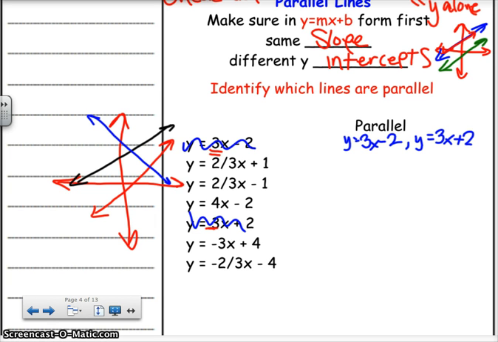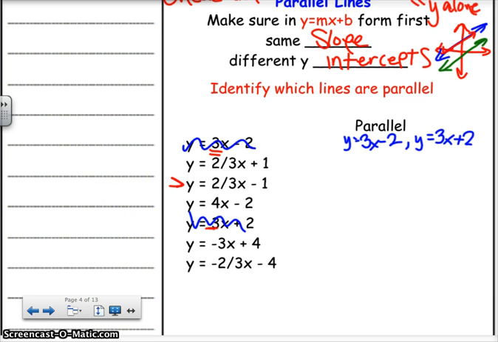Again, to identify parallel lines, we are looking at the slope. The next slope, that's all I'm looking at, slope. 2/3. Do I have another 2/3? Yep. So y equals 2/3 x plus 1. And this one has 2/3. Y equals 2/3 x minus 1.